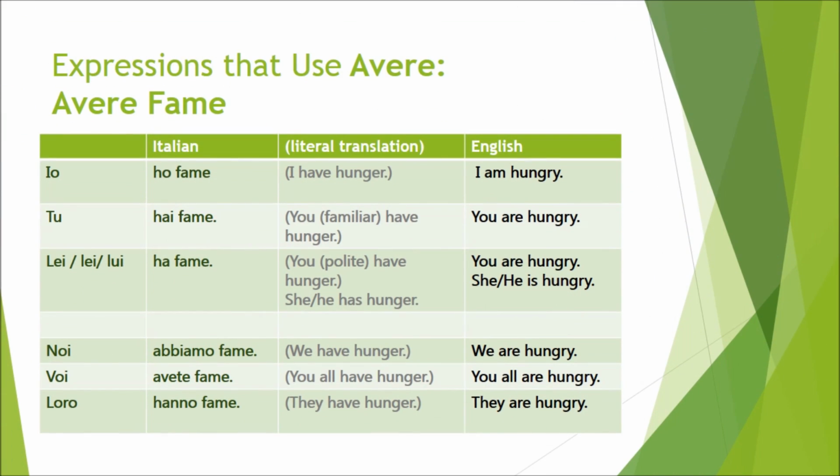Here is the full conjugation of one of these expressions. Avere fame. Io ho fame, I am hungry. Tu hai fame, you are hungry. Lei, lui ha fame, you are hungry. She is hungry. He is hungry. Noi abbiamo fame, we are hungry. Voi avete fame, you all are hungry. Loro hanno fame, they are hungry.